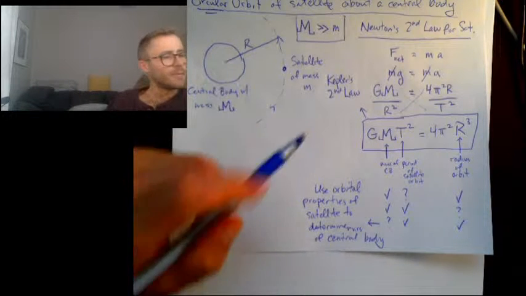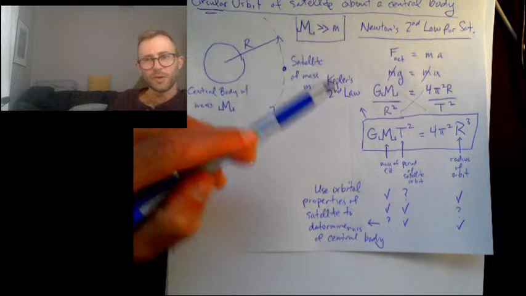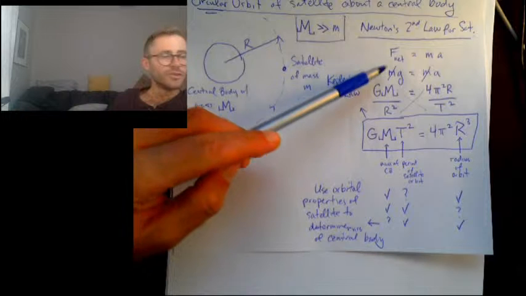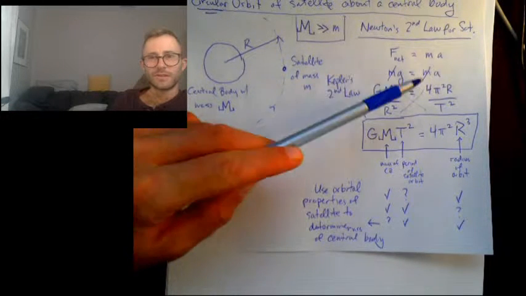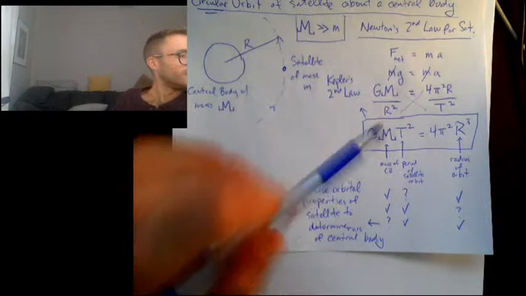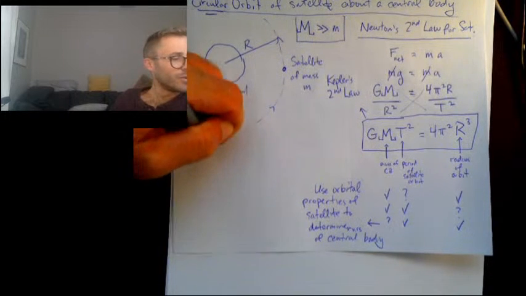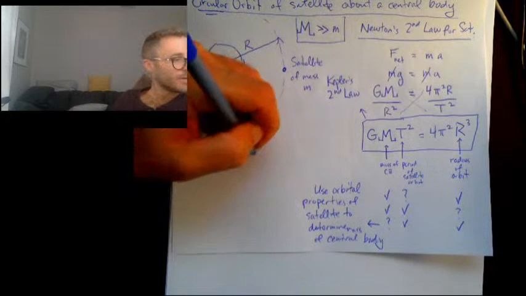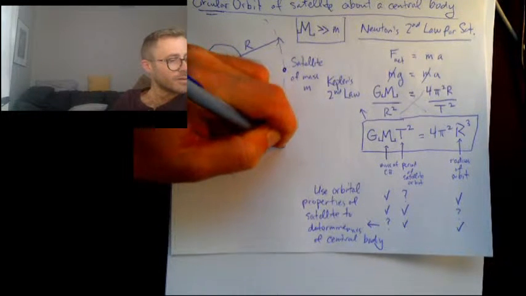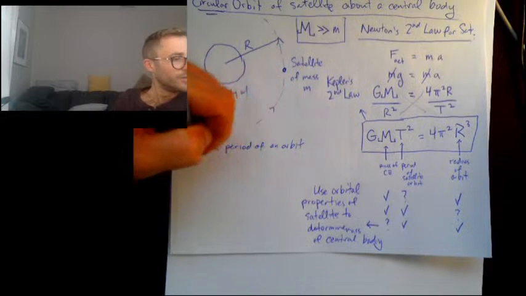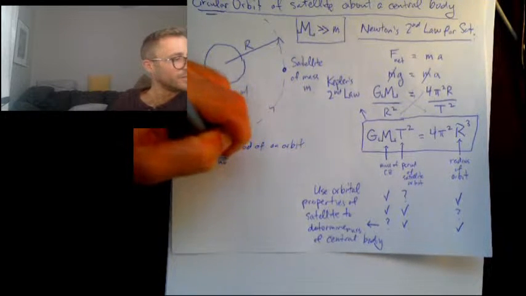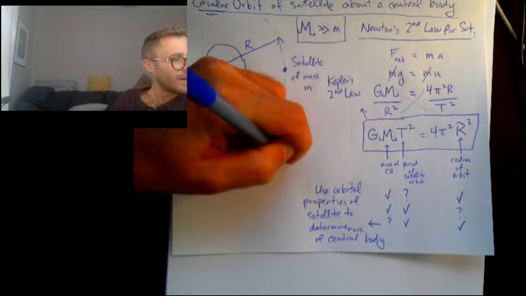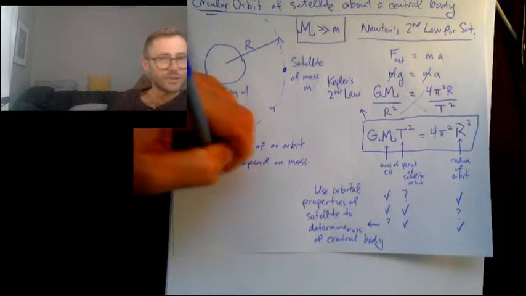All right, and then one more thing before I flip the page, which is, notice how the mass of the satellite canceled out. So what that means is that the period of the orbit does not depend on the mass of the satellite.